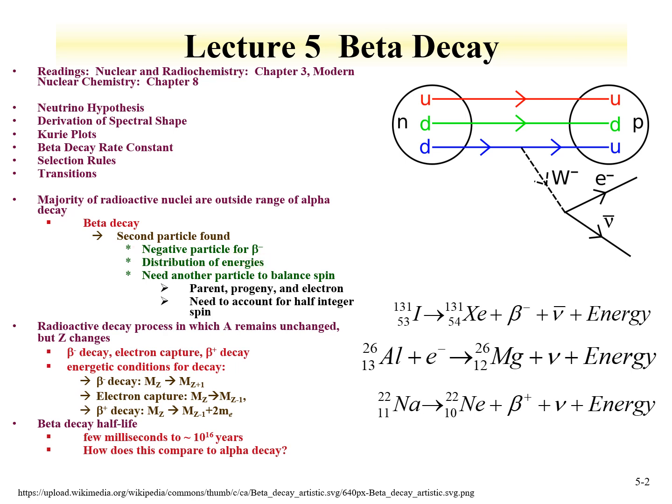There's also another particle that's necessary to balance the spin. There's a parent, a progeny, and an electron. You need to account for a half integer spin somewhere. This is part of the driving factor for the neutrino hypothesis.